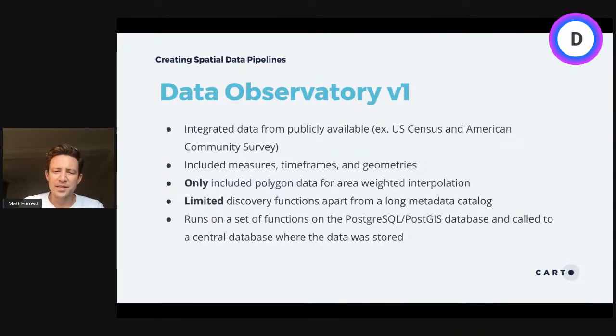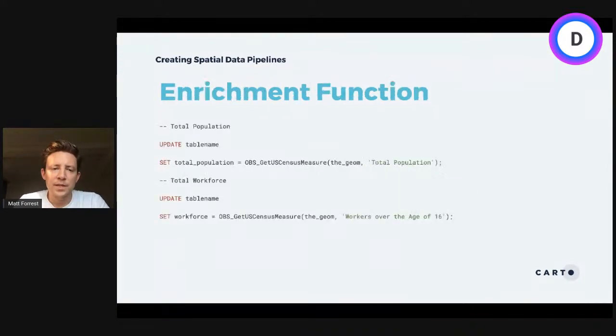It had limited discovery functions, so it was hard to figure out what data you could use or what might be available at different locations. That was another tricky part, because you may not know what data you want or need at any given time. And then it all ran on a set of functions on our PostGIS database, and it called to a central database within one of our Carto accounts where all that data was stored. So these are some of the key components of it and some of the key limitations.